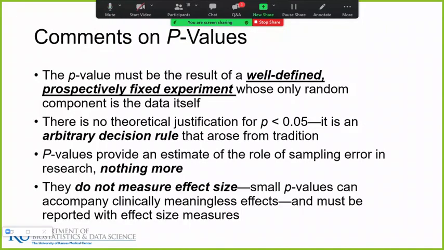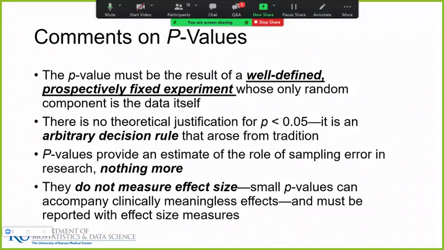So what does that mean? That means if you're using a p-value in that way as a measure of confirmatory evidence that a hypothesis is confirmed or refuted, it has to be the result of a well-defined, well-designed, prospectively fixed experiment. Experiment also being the key. So it has to employ randomization and all other principles that protect us against sources of variation. The only random component allowed is the data itself.